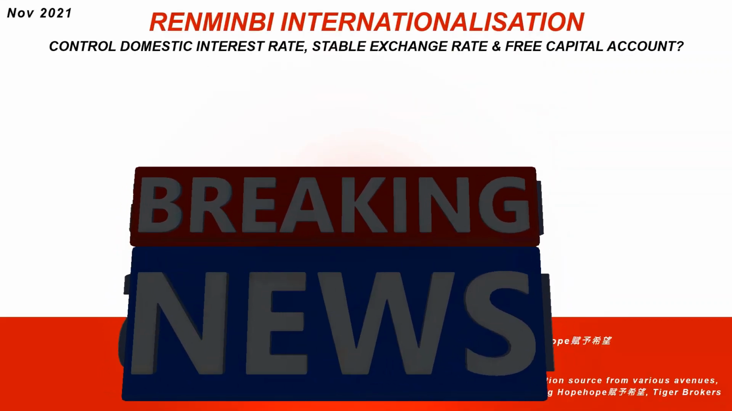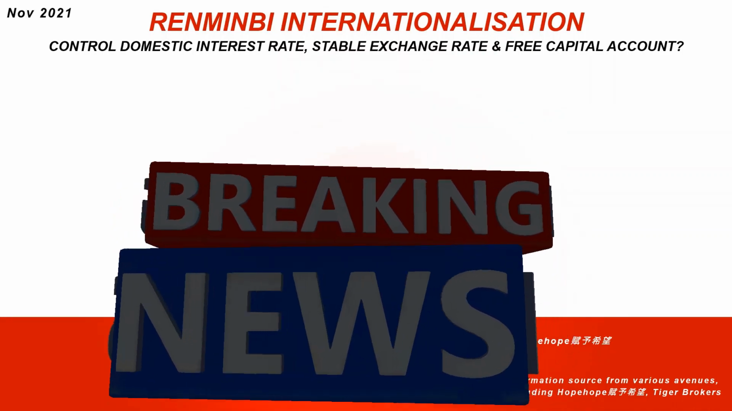Renminbi internationalisation, controlled interest rate, stable exchange rate, and free capital account? What can we expect?